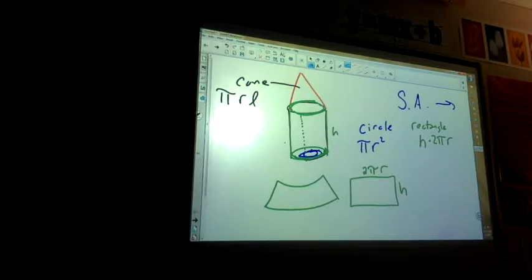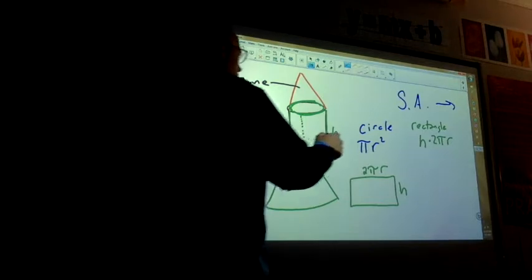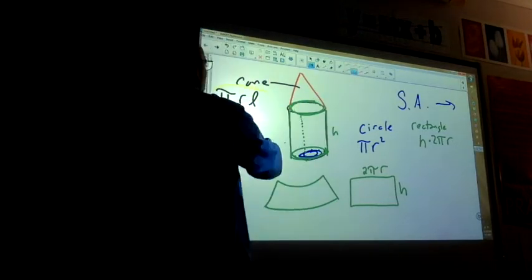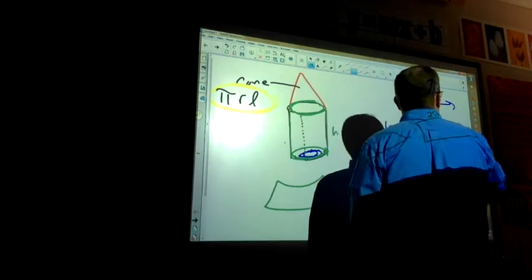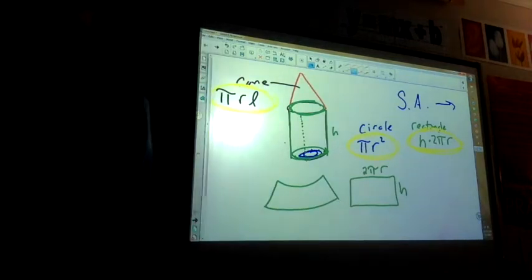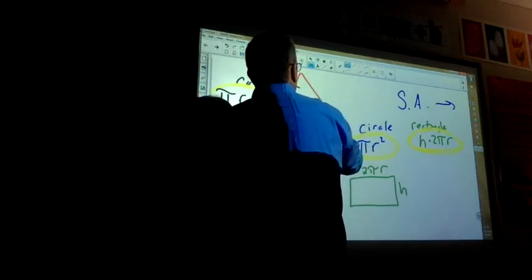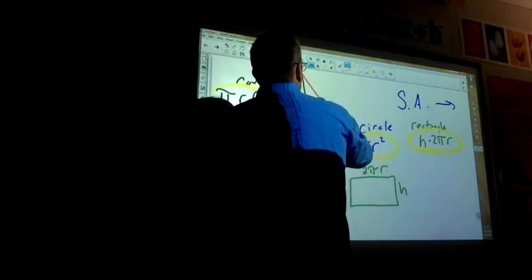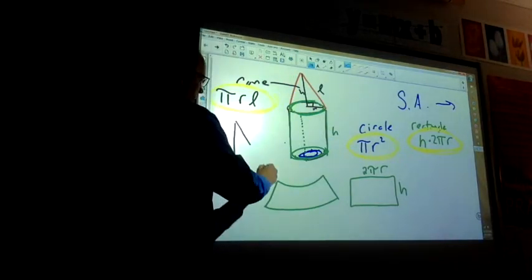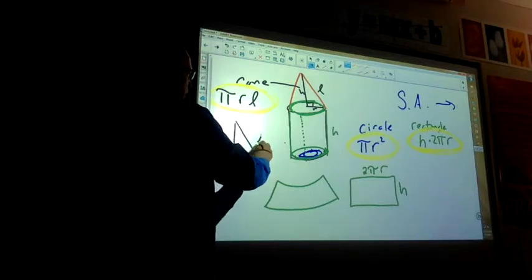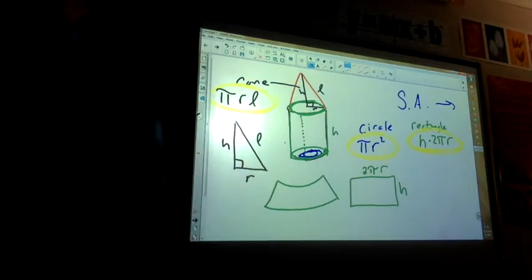Times pi. All right, so if you were to look for the total surface area of this object, you have pi r l added to pi r squared added to height times 2 pi r. Okay, I didn't give you r. There'll be other things labeled up here. So things that we have to decipher is we have a radius, we have the height here, and we have the l there. So that triangle looks like this. I would probably give you a height and a radius at a minimum.